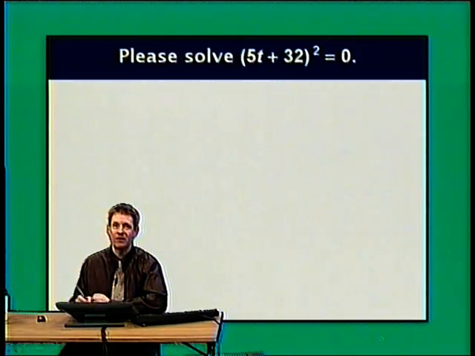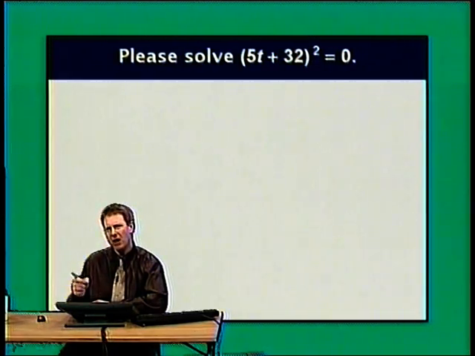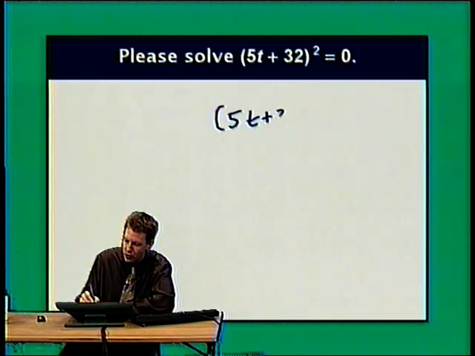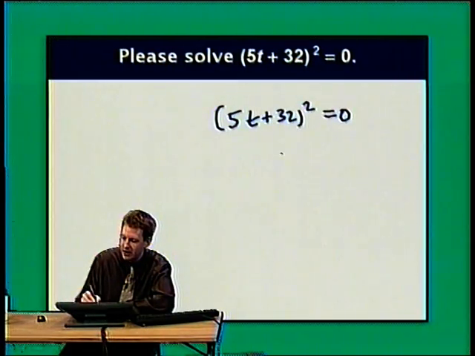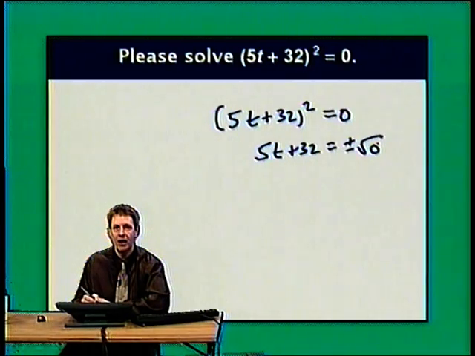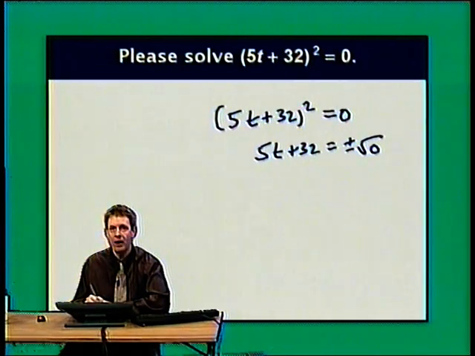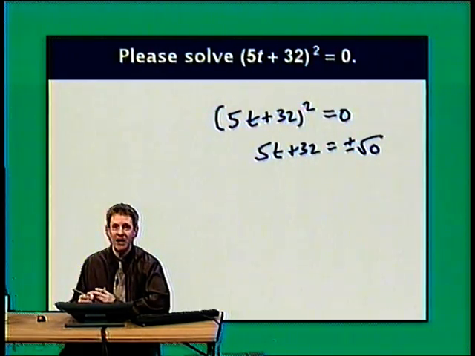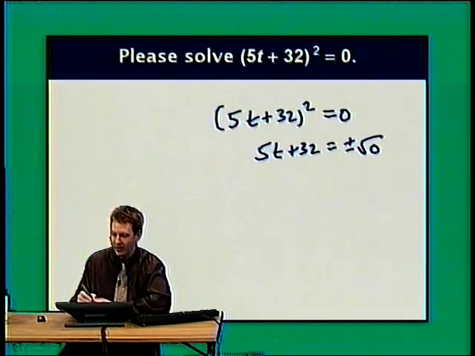If two factors of 5t plus 32 multiply to 0, one, or in this case both factors, has to equal 0. We also can solve this using the square root property. If 5t plus 32 quantity squared equals 0, 5t plus 32 has got to equal plus or minus the square root of 0. What number do you square that gives you 0? Well, that would be 0. What's negative 0? Well, that also would be 0.